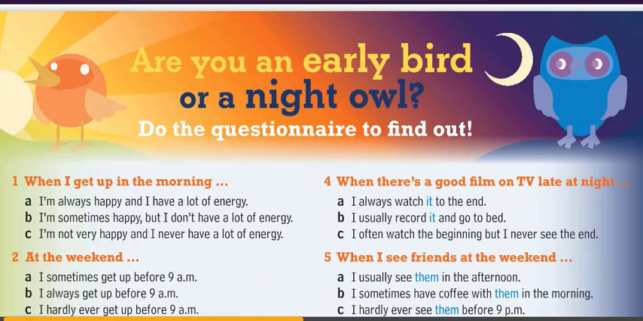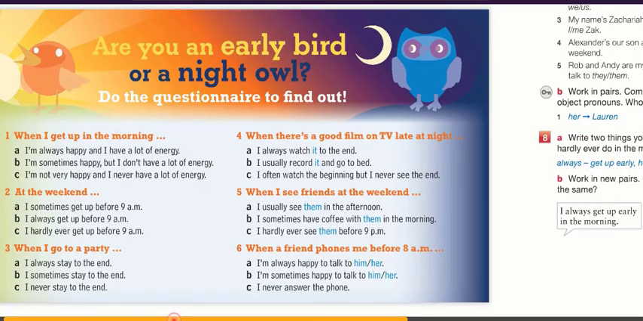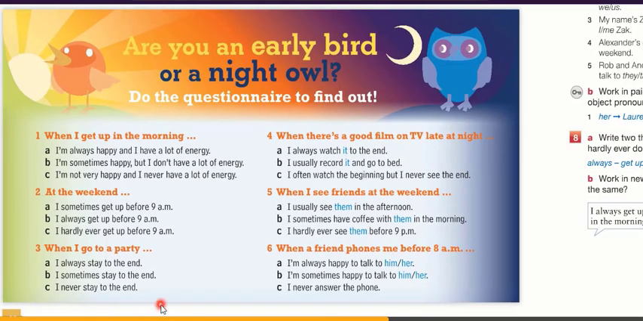So now, just to know, it's a quiz for fun. To know if you are an early bird or a night owl, do the questionnaire to find out. Okay, to find out means to know. For example, I will do it myself here. When I get up in the morning, I am always happy and I have a lot of energy. I am sometimes happy, but I don't have a lot of energy. I am not very happy and I never have a lot of energy. So what's my answer here?